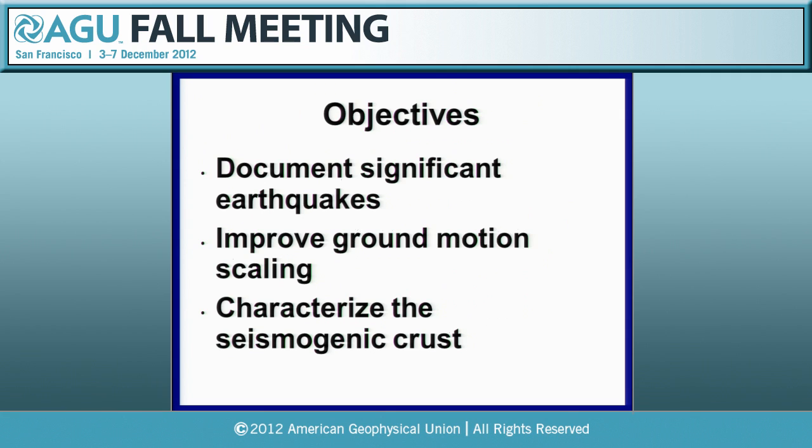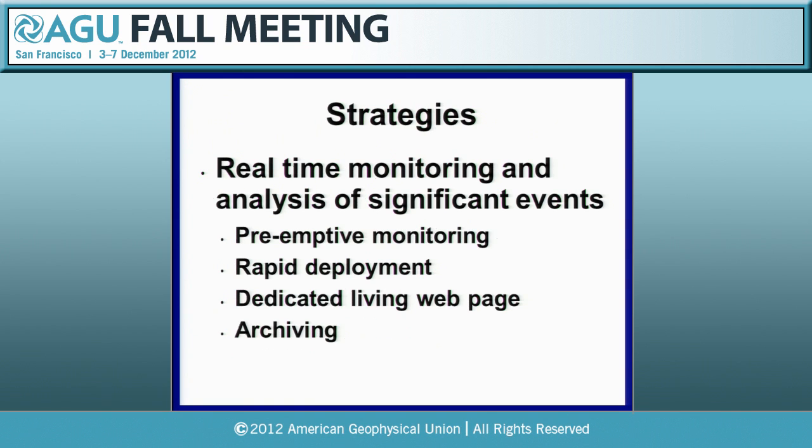So, where do I think we should go in the future? We should set some objectives, perhaps some suggestions: we've got to make an effort to document significant earthquakes in the future so that we can solve today's problems and people 20 years from now can solve their problems. We need to improve ground motion scaling. We need to characterize the seismogenic crust because the crust is where the earthquakes occur and we need the properties of the crust in order to do the first 2. Next one.